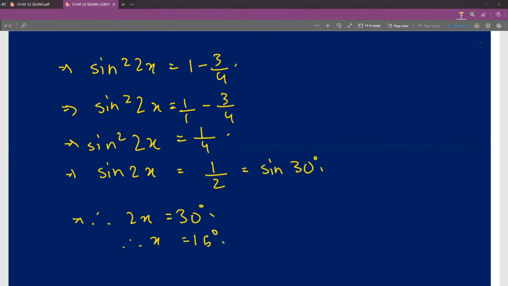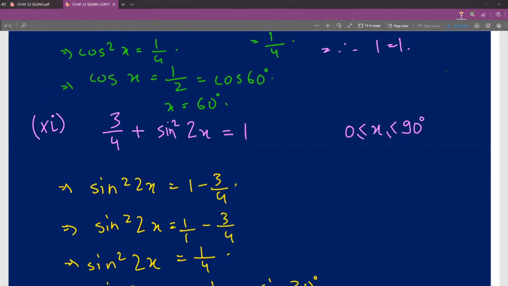Now we look at the above condition that is given to us, this condition over here. And what I'll do is I'll check whether whatever answer I've gotten for x is correct or not. Now over here, whatever value I've gotten for x should be either greater than or equal to 0 degree or less than equal to 90 degree. Now 15 degree is greater than 0 but less than 90 degree. So our answer is correct.